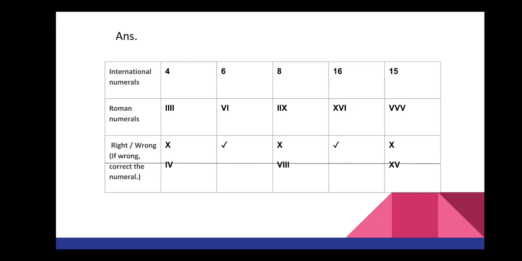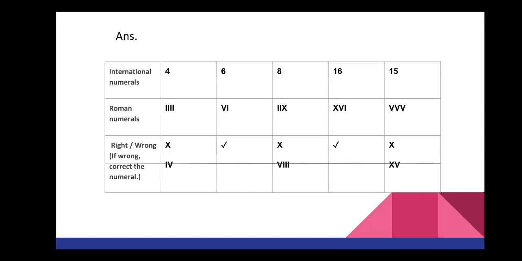Second one, international number is 6. Roman numeral for that is given as VI. So it is absolutely right. Next international number is given as 8. Roman numeral is IIX. It is absolutely wrong, so we'll put wrong in the column and we will correct it and write as VIII. International numeral given is 16. Roman numeral is XVI, and it is absolutely right, so we'll put a tick mark in the column.